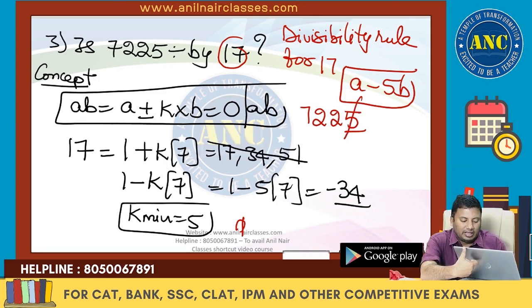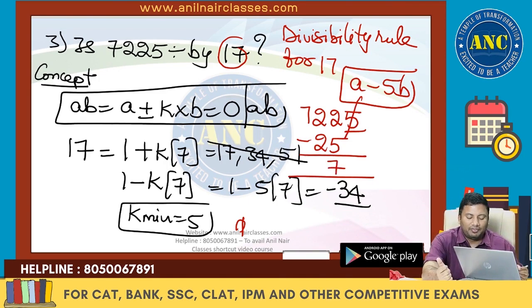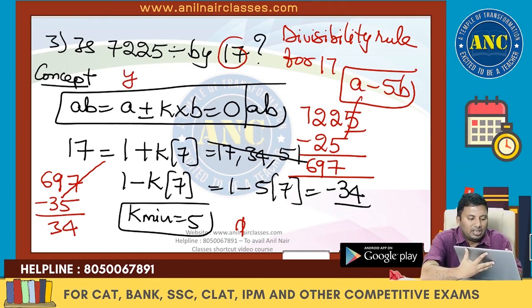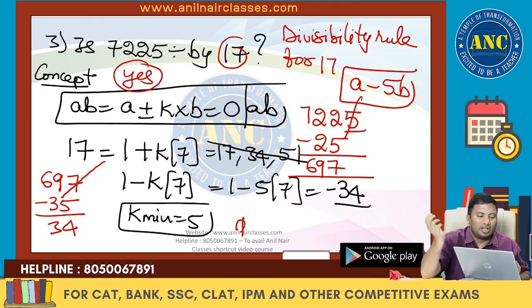Multiply by 5: 5 5s are 25. Subtract it from that number. 12 minus 1... 71. 697. A minus 5B: 7 5s are 35. Subtract it from the remaining number: 34. 34 is divisible by 17, so the number is divisible by 17.